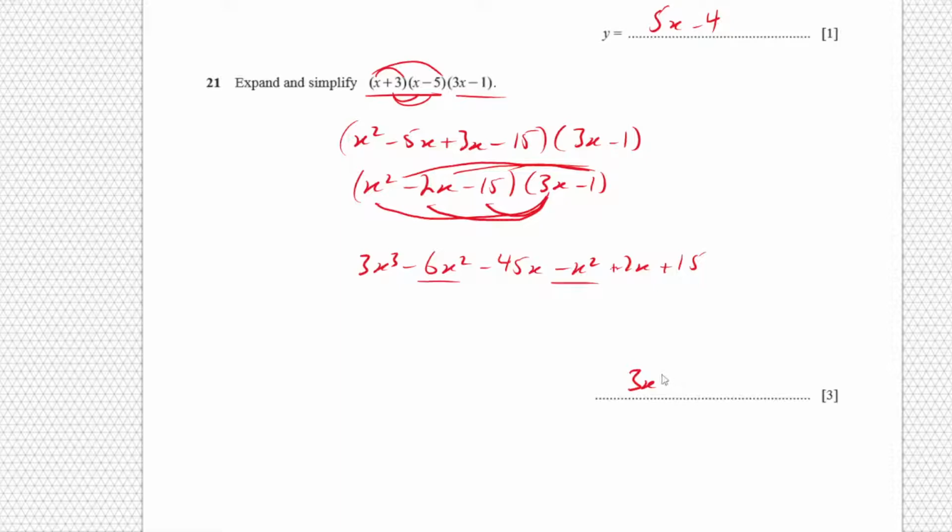So let's start writing the final answer. 3x cubed. Negative 6 minus 1 is negative 7x squared. Negative 45x plus 2x is negative 43x, and just 15.